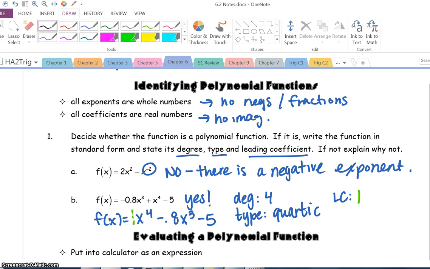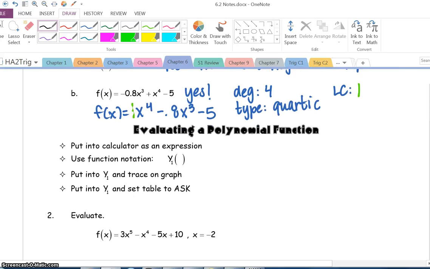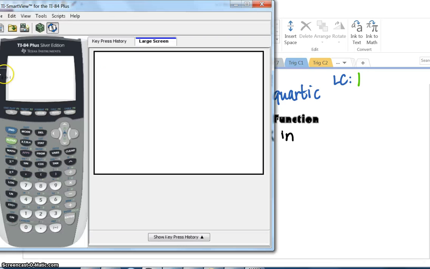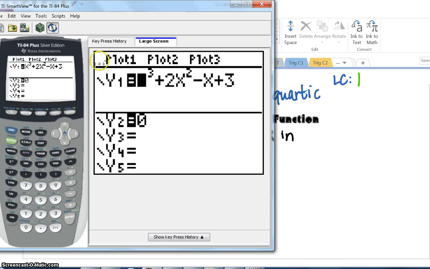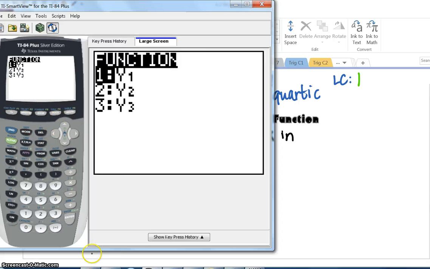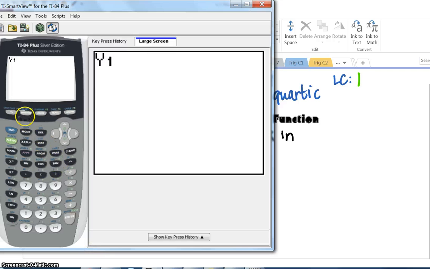Now, when we evaluate a polynomial function, we've actually done this multiple ways before. One way is to put it into your calculator as an expression. So that's literally plugging x into your calculator. We also had function notation. That's where you go to your y equals and you type your function into y1. And then remember we did our vars, y vars, function, y1 of, and you could put whatever you needed. Okay, and you get a value.